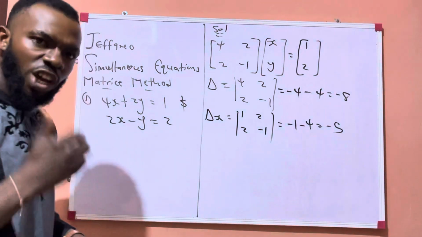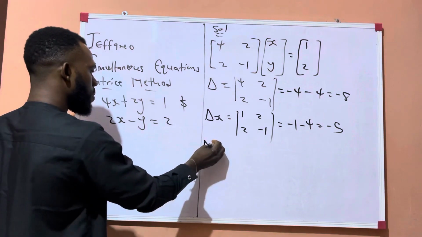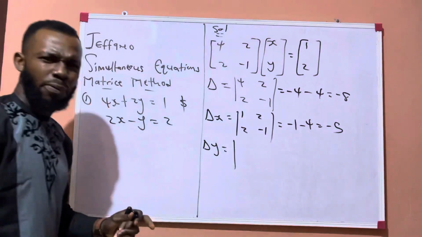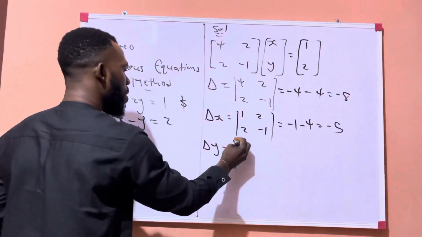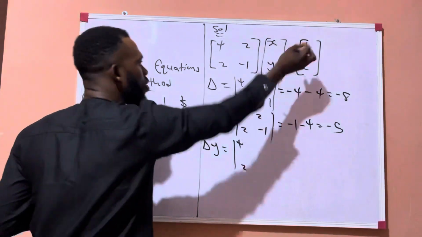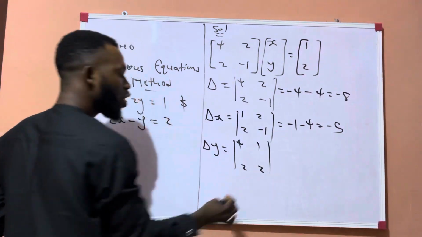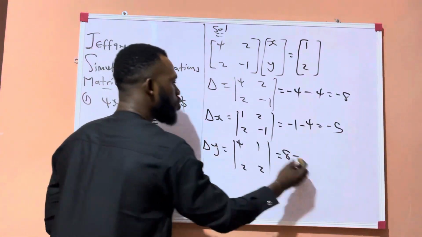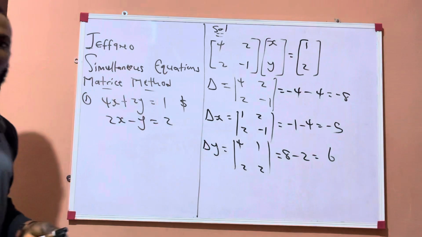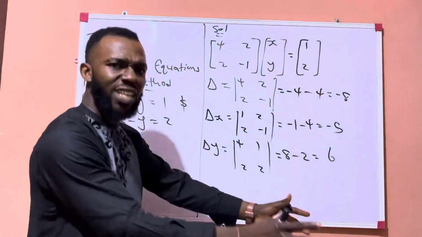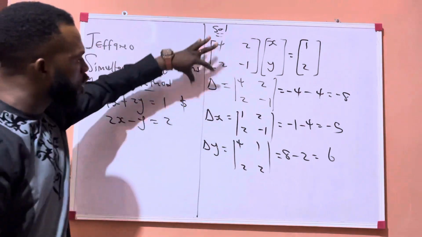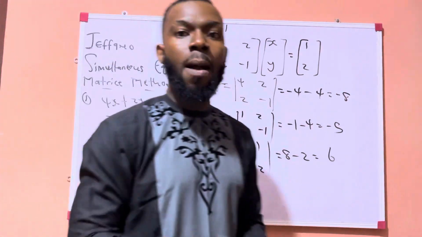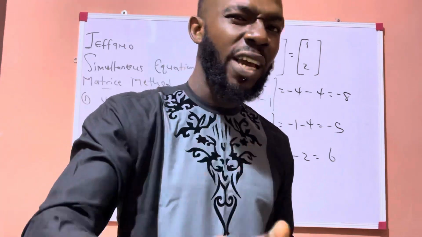Now, the next thing we look for is change in y, which is the last variable. Now, change in y simply means replacing your y column with your constant. Simple. So, we're going to have something like this now. 4, 2. Now, instead of writing 2, minus 1, I'm going to write 1, 2 because I've changed it. Now, also looking for the determinant, 4 times 2 gives us 8, minus 2 times 1 gives us 2, which is 6. Okay, now we have fulfilled the first stage, which is solving for change in x and change in y. Now, remember the question is not solving for change in x and change in y, but rather the question is solving for the value of x and y.